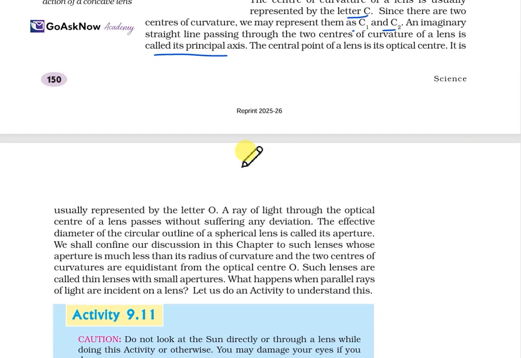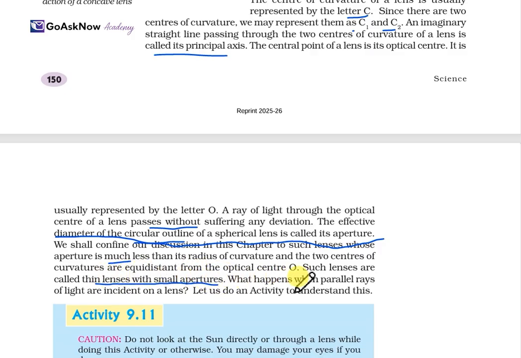A ray of light passing through the optical center of a lens passes without suffering any deviation. The effective diameter of the circular outline of a spherical lens is called its aperture. We shall confine the discussion in this chapter to lenses whose aperture is much less than the radius of curvature, and whose centers of curvature are equidistant from the optical center O. Such lenses are called thin lenses with a small aperture.